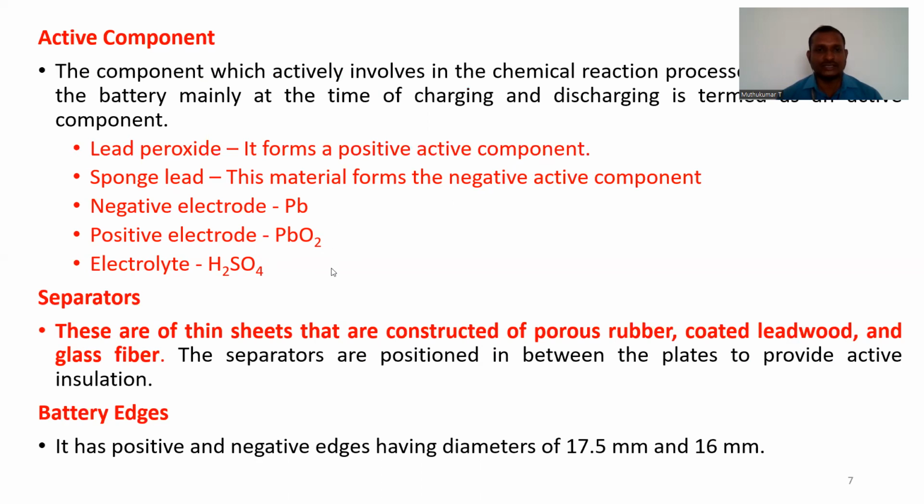Lead peroxide, sulfuric acid. The separator is a thin sheet constructed of porous rubber and coated lead wood and glass fiber. It is used to provide the isolation between the plates. The positive and negative edges have diameters of 17.5 mm and 16 mm.